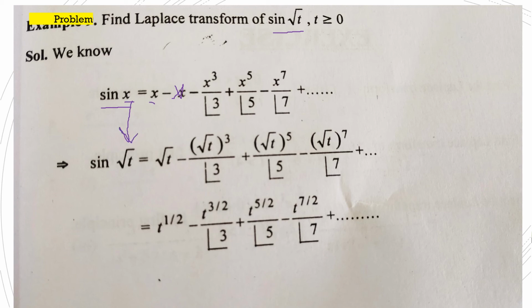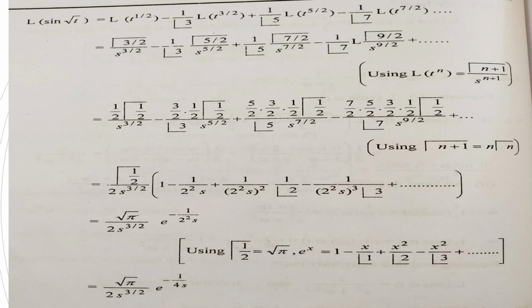This is root t, root t cube, root t to the 5, root t to the 7. Now it is written as t raised to power 1 by 2, t raised to power 3 by 2, t raised to power 5 by 2, t raised to power 7 by 2. Now we have to find the Laplace by applying Laplace on both sides and using the linear property. All terms get separated. Now it is a fraction, so we will use this formula, gamma n plus 1. So it is gamma 3 by 2 upon s 3 by 2, gamma 5 by 2 upon s 5 by 2, gamma 7 by 2 upon s 7 by 2, gamma 9 by 2 upon s 9 by 2.